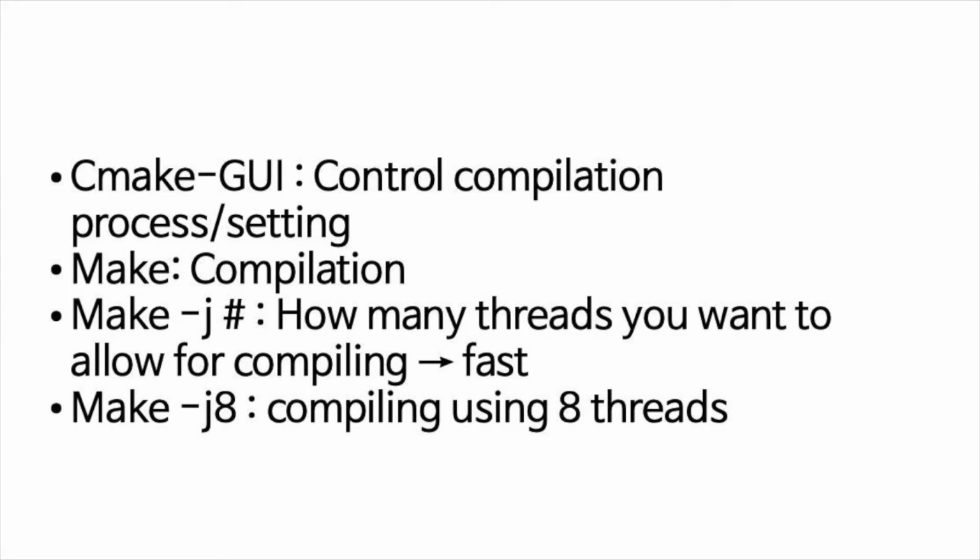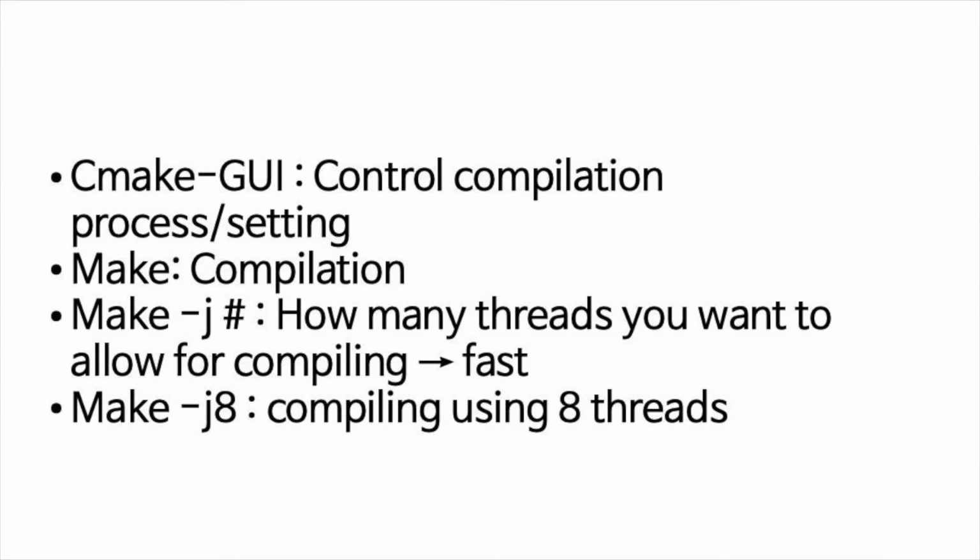The first one is to just compile using the default option. You can just type make to compile. But you can also use the make command with the -J option, and using this option you can use multiple threads, so you can speed up your compilation process. For example, if you type make -J8, this means you can compile using 8 parallel threads. So compilation is much faster.